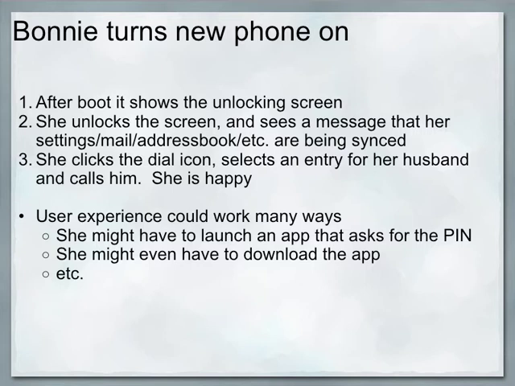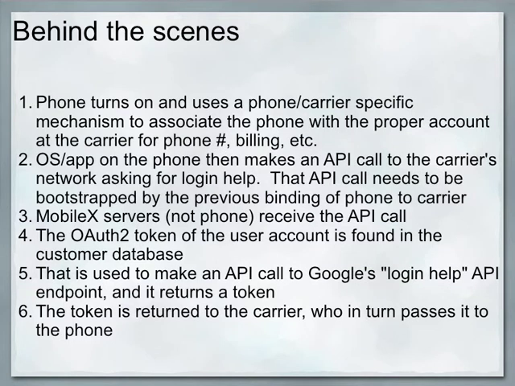And there are multiple ways this experience might happen. Maybe there's a one-time process where she has to launch an app that asks for the PIN, or even download that app. But at the end, the user didn't even have to type their password, but the phone is associated with her carrier account, with her phone number, and with her account at the relationship manager, in this case Google, and all the services tied with her account at that relationship manager.